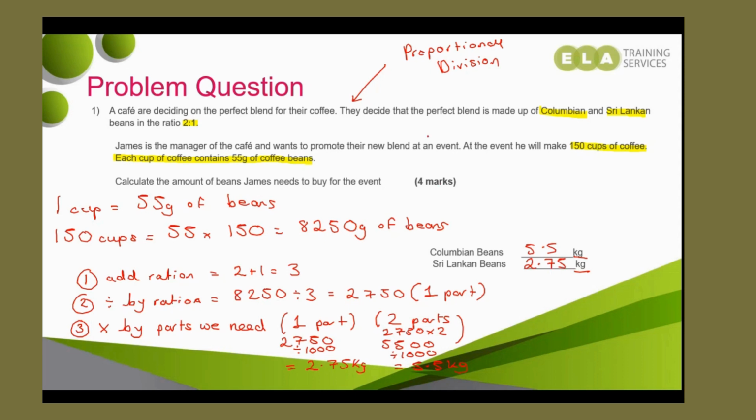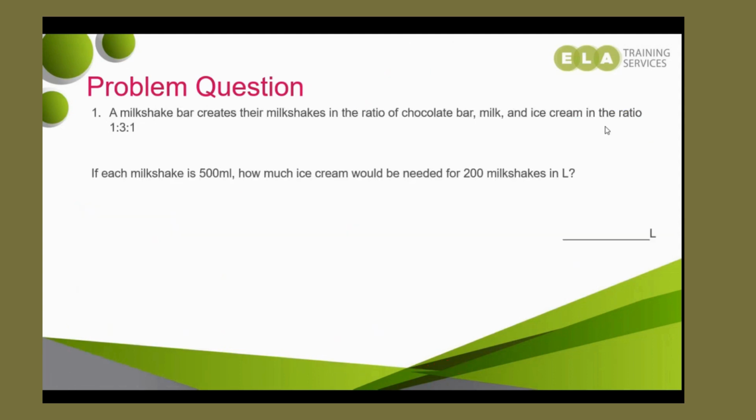So it's all about finding, if you've got a total, proportional division. If it's worded 6 painters, 6 technicians, things like that, it's inverse proportion. If you've got 1 part of the ratio, then it's direct proportion. Okay, so let's now have a look at this.